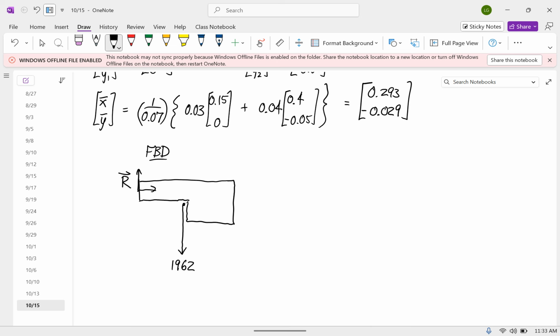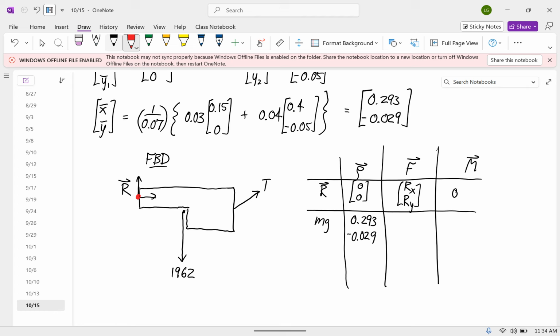Then we have the weight force, and the rho vector for that is the location that we just came up with, since my about point is the origin here. The force is 0, negative 1962. And the cross product is negative 574.87.